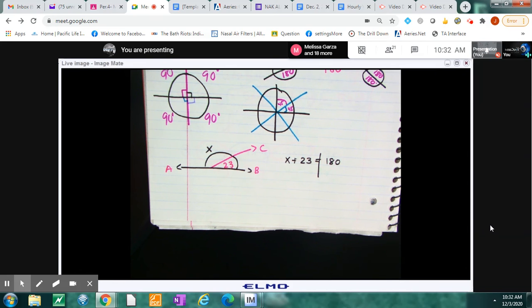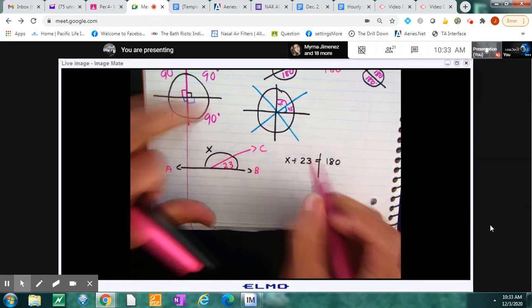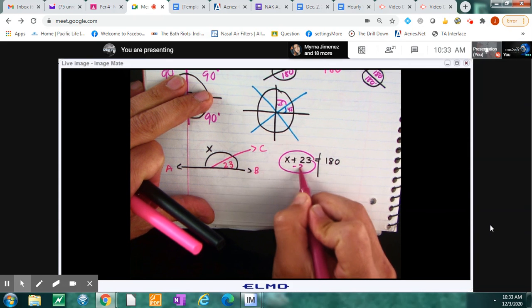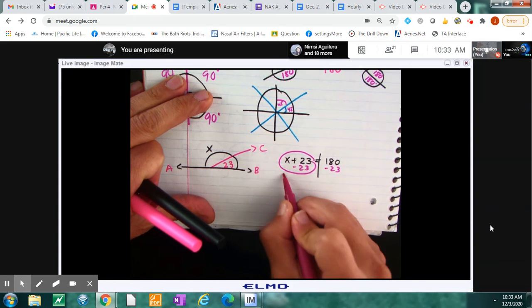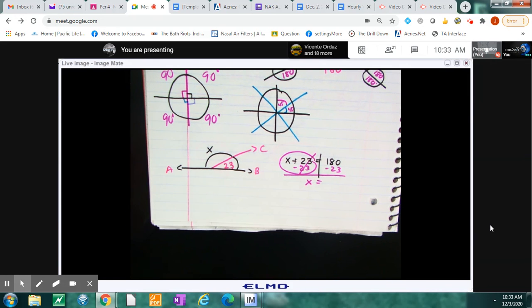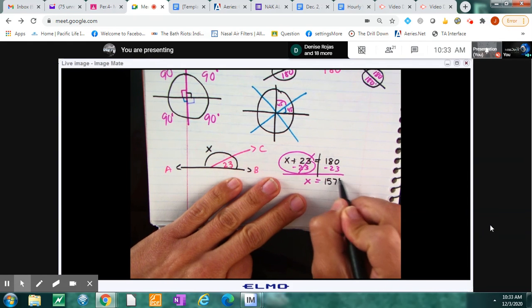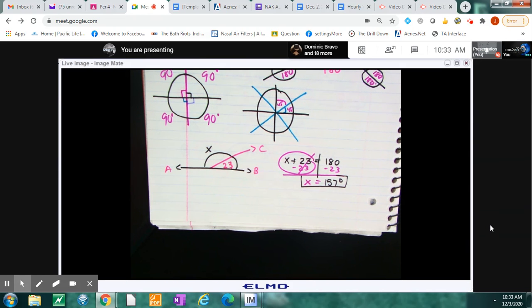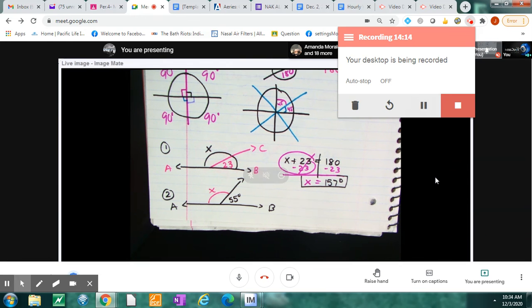Remember we did this last trimester? We got to get rid of the what? We got to get rid of the 23. And that cancels, which leaves X equals what's 180 take away 23. Let me use my calculator: 180 take away 23, 157. So 157 degrees. Okay, and that's it. Let me pause the video real quick while you guys are writing. So, all right, so good.